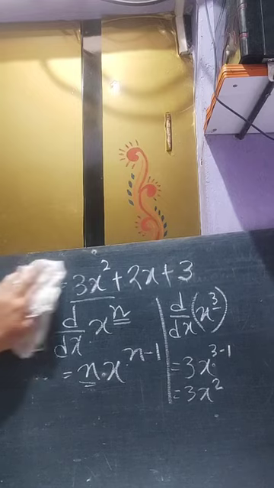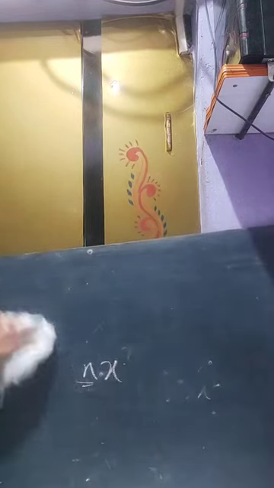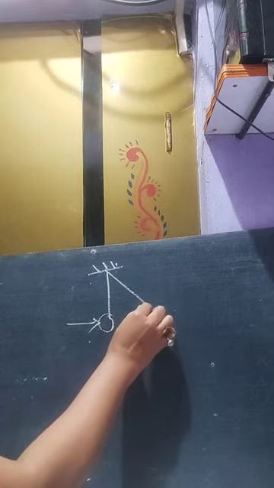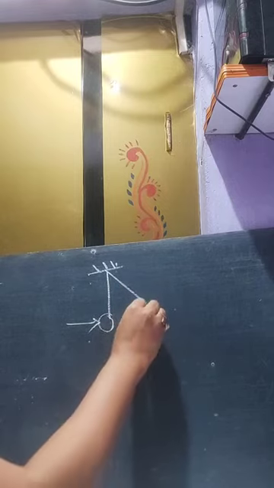Suppose a body of mass m is initially at rest in its mean position, and it is slightly disturbed by applying an external force. So a restoring force will develop immediately, which tends to bring the body back to its mean position. Suppose a body is here, and a small force is applied to it. Now it is displaced, and again a restoring force acts, which makes the body come back here.